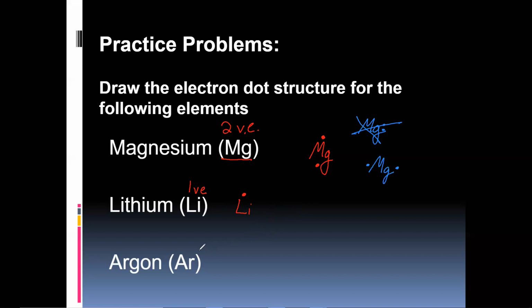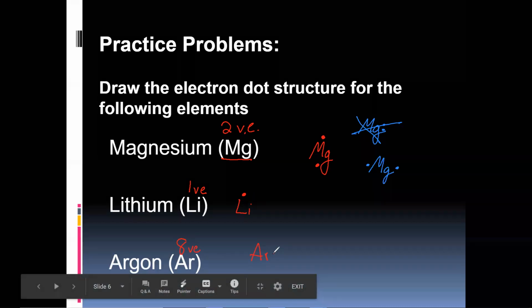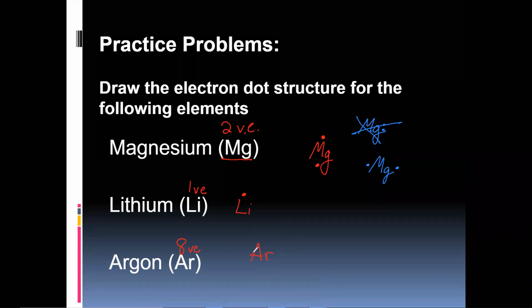Argon, on the other hand, is found in group 18, so that's going to have 8 valence electrons. Now, when you draw argon, you're going to end up with 4 pairs because there's 1, 2, 3, 4, and then 5, 6, 7, 8. Now, it's going to seem a little bit ridiculous to you how I'm about to draw this, but trust me, it matters, and I will show you why. But you're going to have to draw it like this. You're going to go 1, 2, 3, 4, 5, 6, 7, 8.